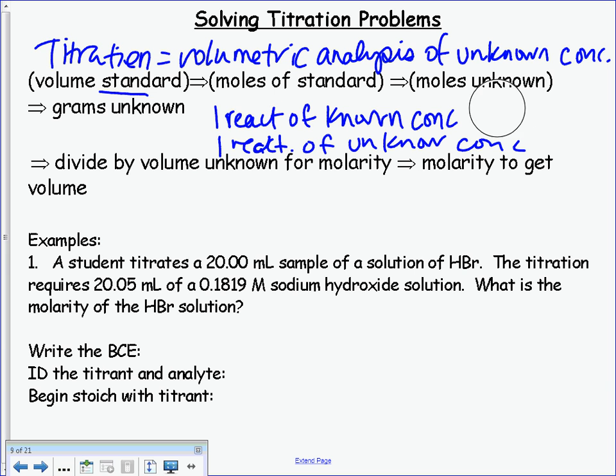So the one that's of known concentration, we call that the standard. It's another way to say I have known concentration. We call it the standard, and you'll see that reference throughout. Sometimes we call the one of unknown concentration the analyte, because we're analyzing that one to figure out its concentration. So there are a couple of ways to say it. You can either call it known or standard, or you can call it unknown and analyte.